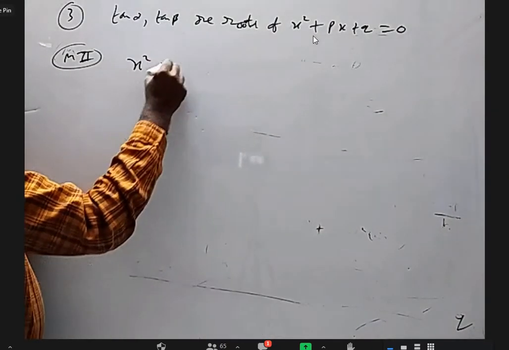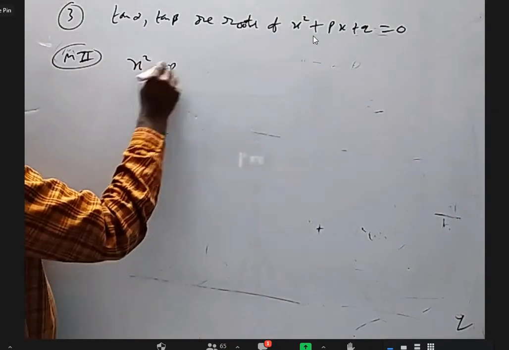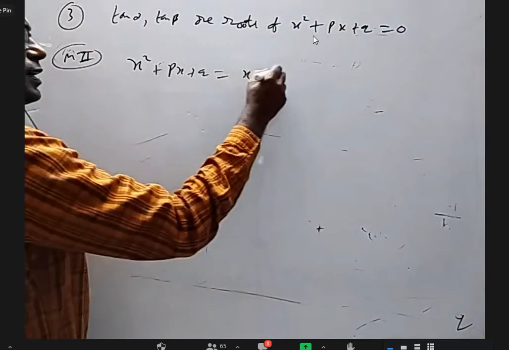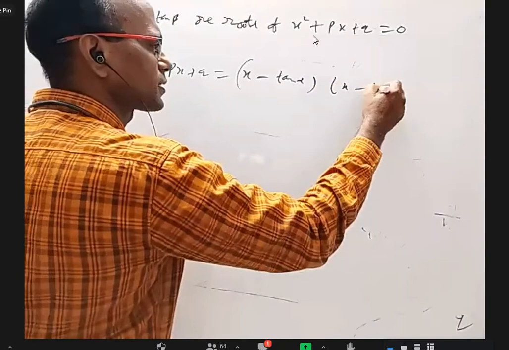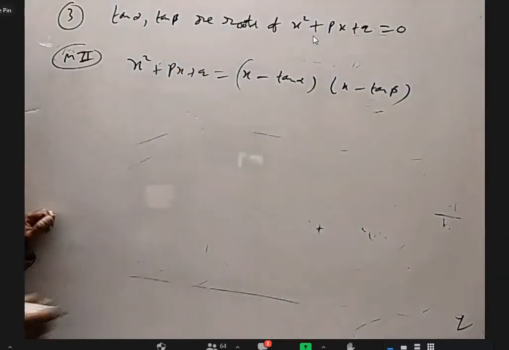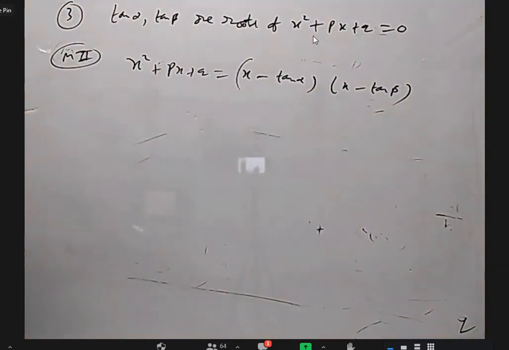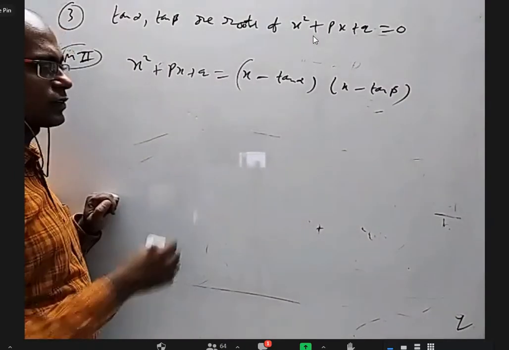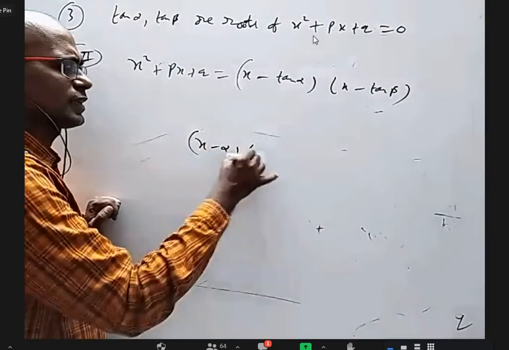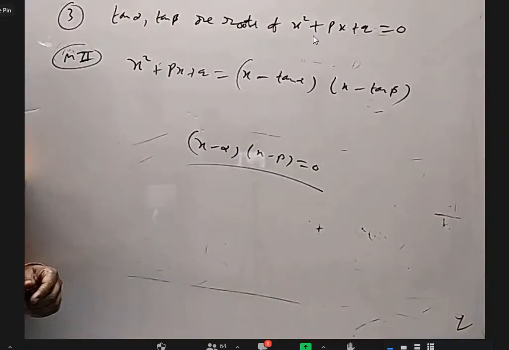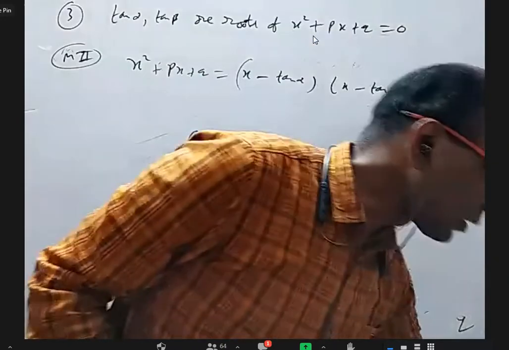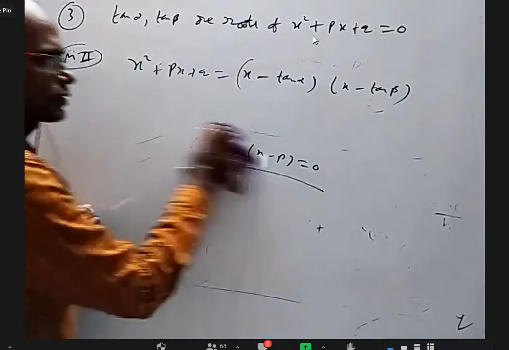X square plus px plus q. Can I write it as x minus tan alpha into x minus tan beta? Is it correct? Yes, sir. Because if you want a quadratic equation with alpha and beta as the roots, it is x minus alpha into x minus beta equal to 0. This is a quadratic equation with alpha and beta as the roots, right? Because tan alpha and tan beta are the roots, I wrote it like this.